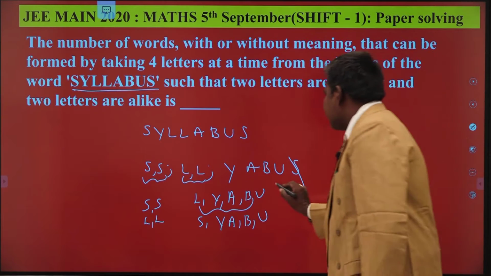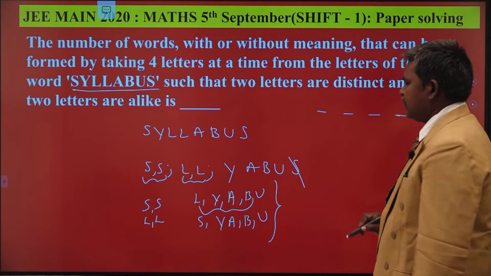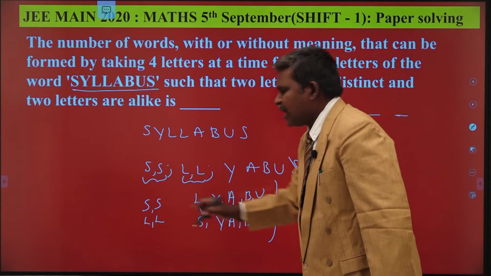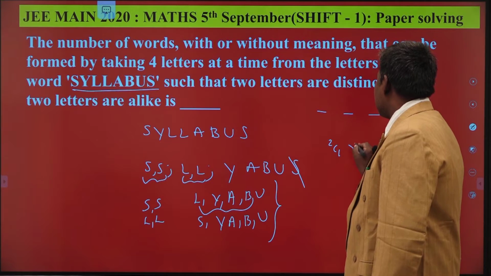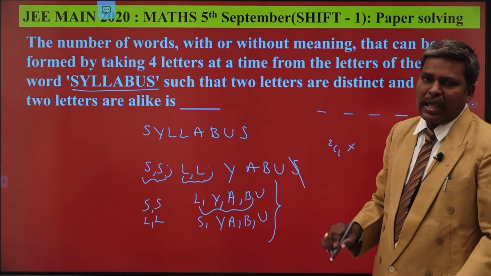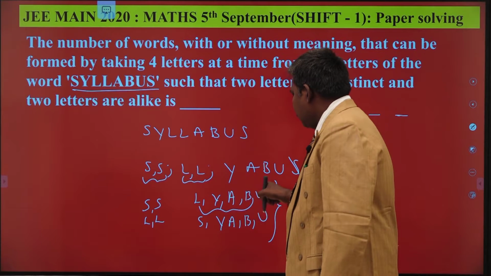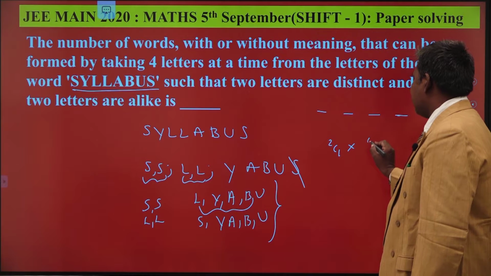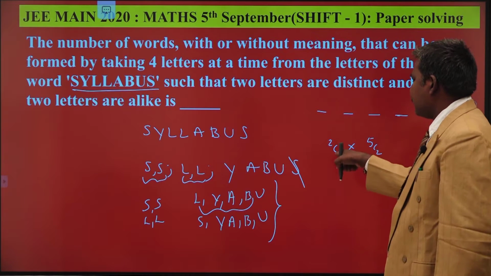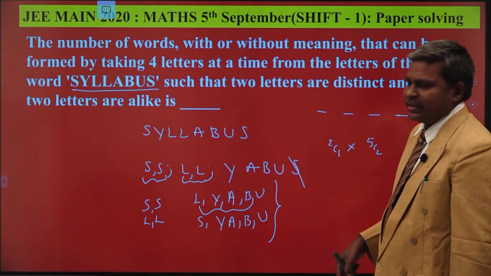So how many ways can this be done here? You want to find out the 4-letter words. So either 2 S or 2 Ls come together. This can be done in 2C1 ways. This is the number of ways of selecting 2 like things. And again you have to select 2 letters from these 5. How many ways can this be done? 5C2. This is the number of ways of selecting 2 non-like things.